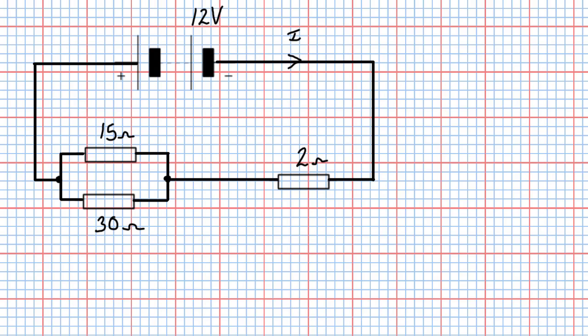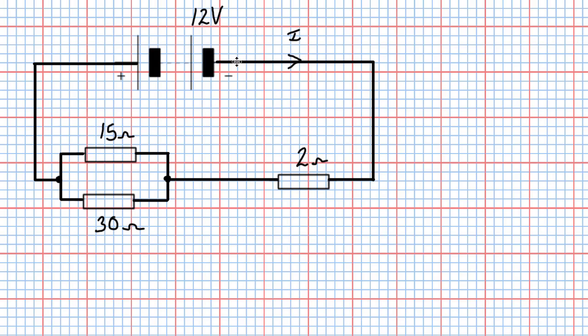Here's an electric circuit. We're asked to find the current leaving the battery. It consists of a 2 ohm resistor, and we've also got a 15 ohm resistor in parallel with a 30 ohm resistor. That's the parallel part of the circuit. How do you know that's the parallel part of the circuit?